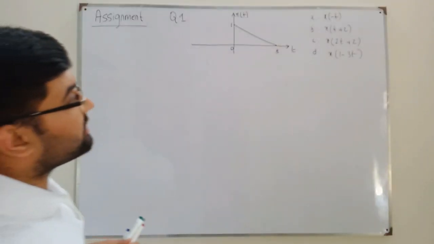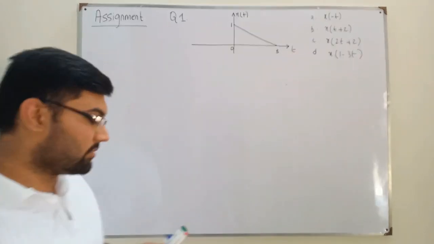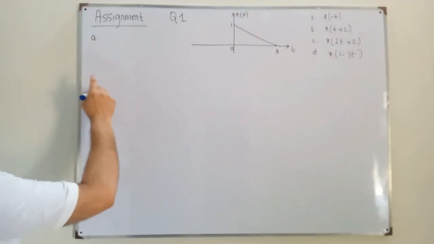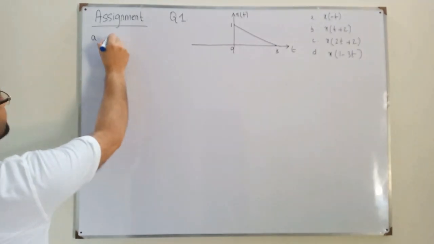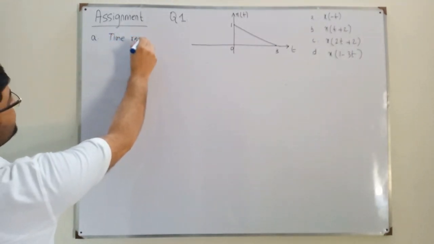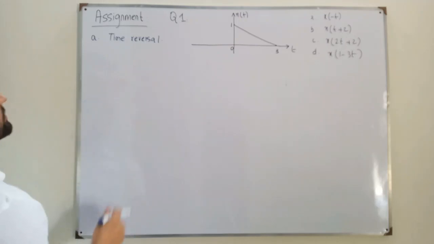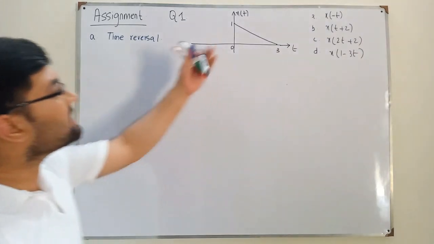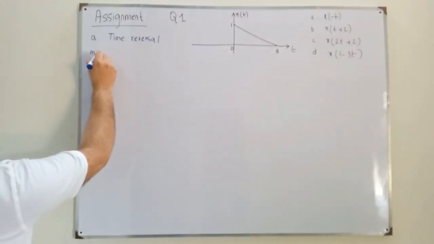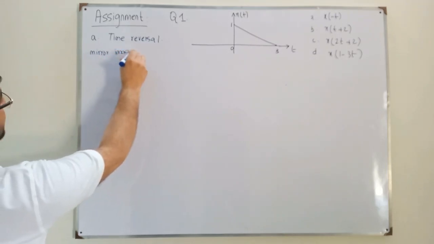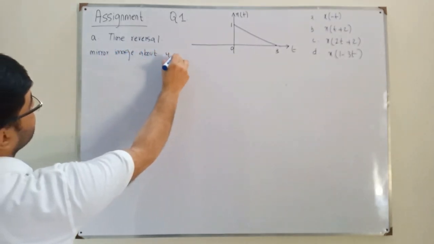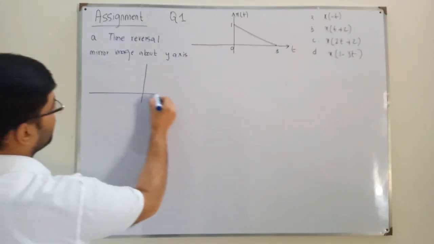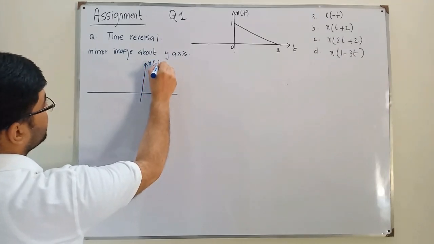If you have come along with me, question number one is as simple as it looks. Part A says x of negative t, which means time reversal, or time inversion, or time folding, whatever it is. In time reversal, you take a mirror image of the signal about the y-axis. If I draw it over here, this is now x of negative t.